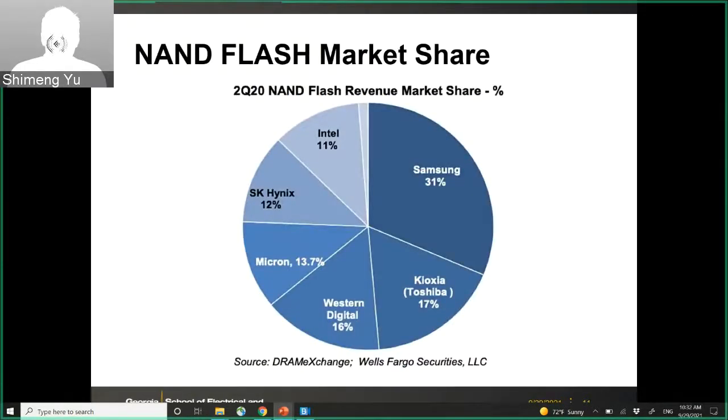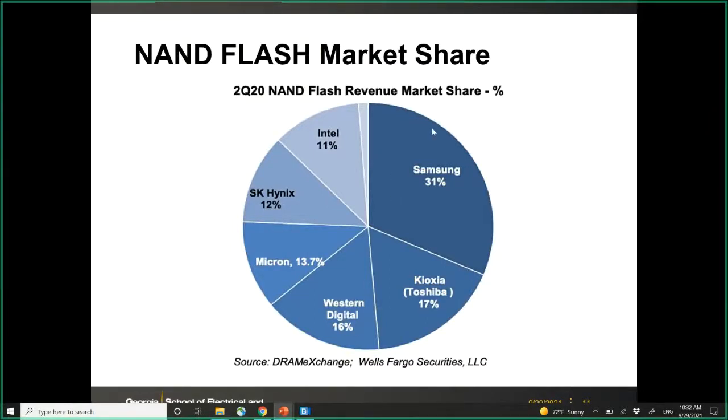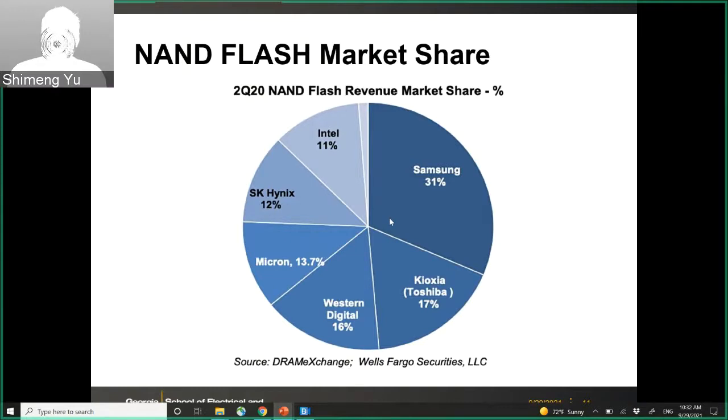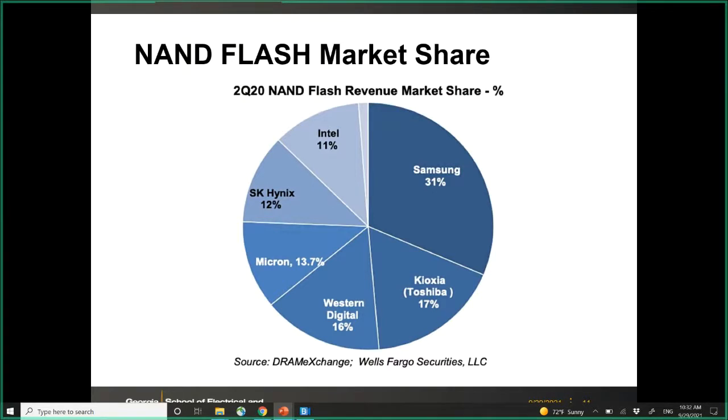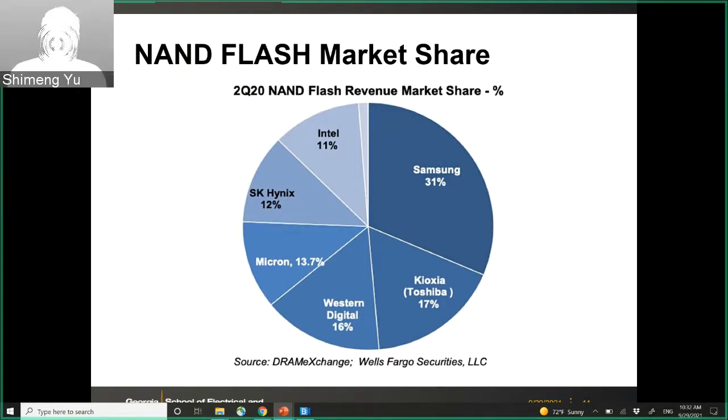And here, this is the market share of the NAND Flash. The NAND Flash is dominated by the vendors here. So it's a little bit more diverse than the DRAM business, because we discussed DRAM before. DRAM has only 3 players: Samsung, Micron, and SK Hynix. In the NAND Flash, there are more players here. Still Samsung is number 1 in terms of market share.